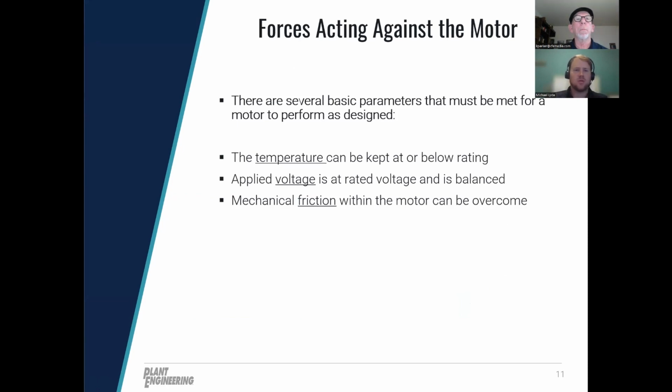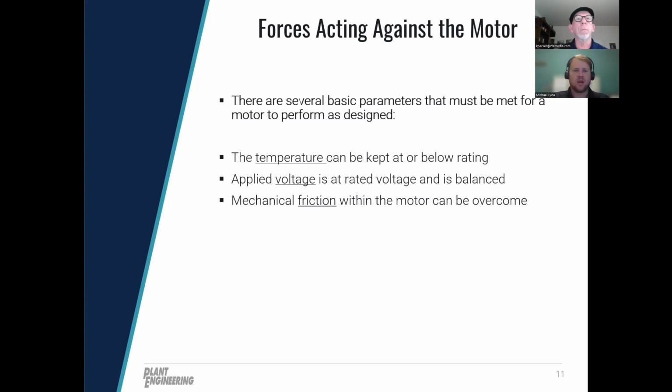First, we're going to start with some forces acting against the motor. I think we have covered some of this content in previous presentations, but we want to review some of the basics first before we get into anything else. During operation, you have certain forces acting against the motor, listed on the screen. For a motor to perform within its design specs, what's on its nameplate or what comes from the manufacturer literature, you want to keep the running temperature at or below the insulation class rating. We'll go a little deeper on insulation class rating in a few slides.